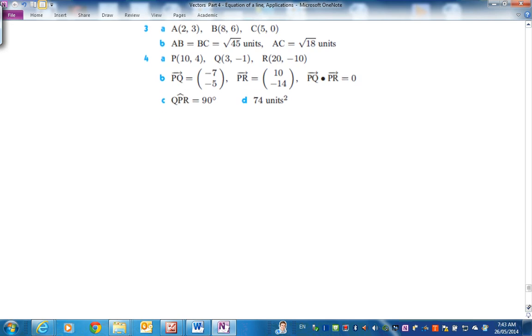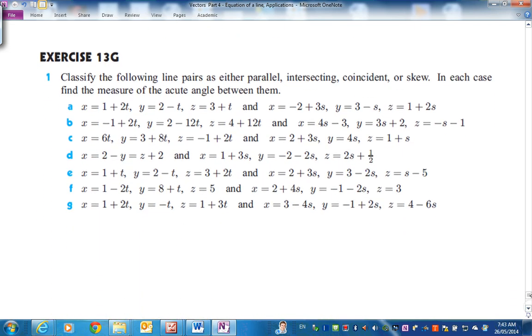Let's have a look at another one, this time in 3D. Lots of 3D practice here. Okay. Going through, are they parallel? Do try to check that first. Intersecting and coincident or skew. In each case, find the measure of the acute angle between them. Alright. So if they're parallel, there's no angle. Intersecting, there could be an angle. Just remember, with skew lines, there could be an angle between them, even though they don't intersect at a point. Alright, let's have a look at the answer underneath here.